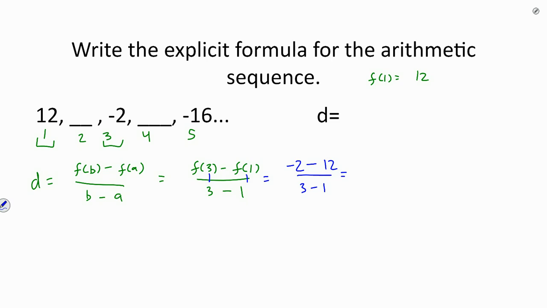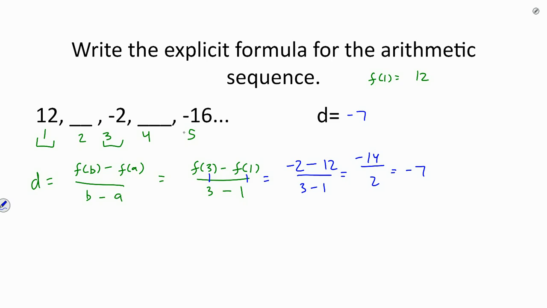And then from here, we're just going to work this out. So let's see, that would be negative 14 over 2, which equals negative 7. So there's my common difference, negative 7. So I'm subtracting 7 between each term. And we probably could have figured out the subtracting part based on the fact that my terms are getting smaller. Notice I go from 12 to negative 2 to negative 16.